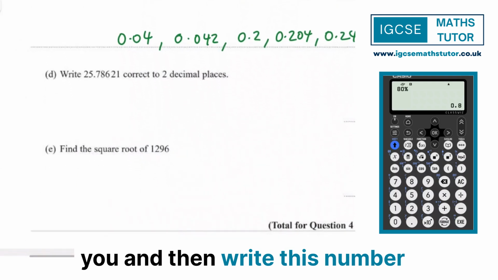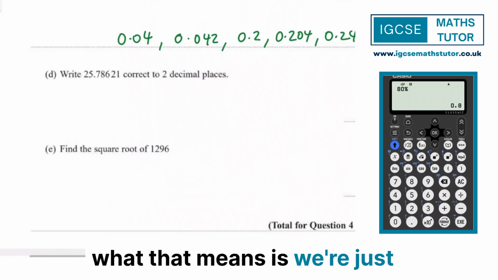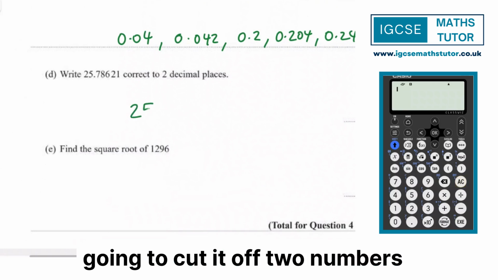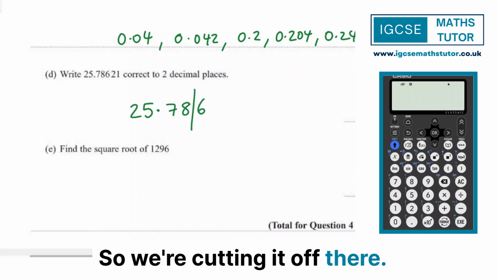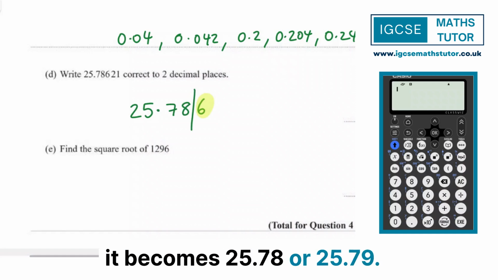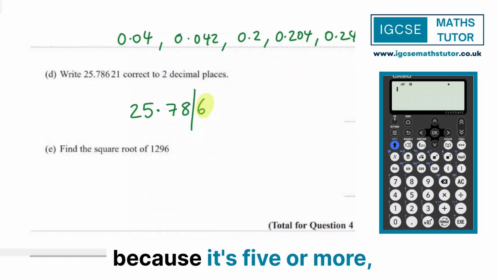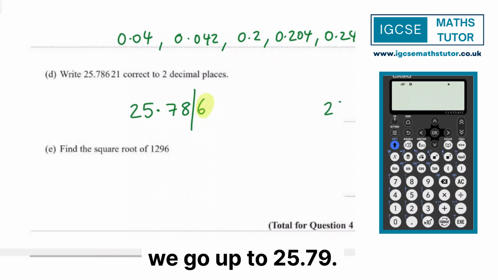And then write this number to 2 decimal places. So remember, what that means is we're just going to cut it off 2 numbers after the decimal point. So we're cutting it off there. And this 6 will decide if it becomes 25.78 or 25.79. The rules are, because it's 5 or more, the 6 is 5 or more, we go up to 25.79.